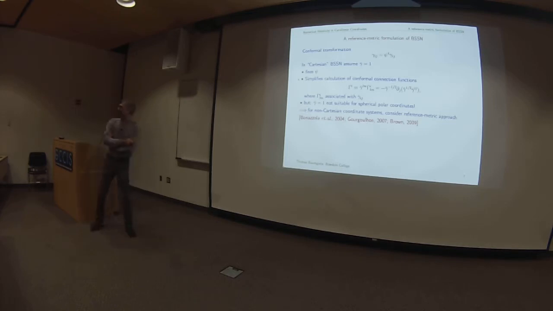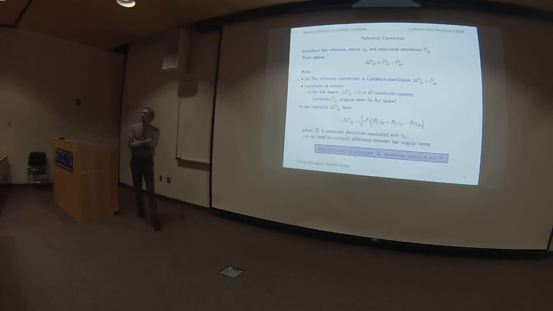Now, if you think a little bit more about this, you realize that if we're not in Cartesian coordinates, let's say we're in spherical polar coordinates, then gamma bar equals 1 is not a suitable choice. For example, the flat metric in spherical polar coordinates is 1, r squared, r squared sine squared theta, so the determinant is r to the 4 sine squared theta, which is different from 1. That seems unnatural. We could say, fine, maybe I'll make a different choice for gamma bar, maybe I choose it to be r to the 4 sine squared theta, but actually there's a more elegant way of dealing with this. And that is this reference metric approach, which was developed by these folks here, Montero, Gourgoulhon, and Brown.